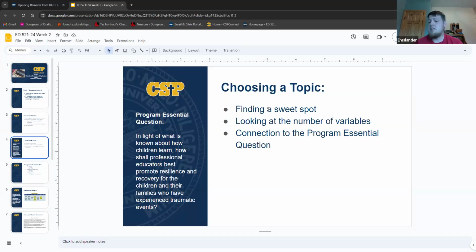And we want to make sure we connect to the program essential question, which is right over here on the left. In light of what is known about how children learn, how shall professional educators best promote resiliency and recovery for the children and their families who have experienced traumatic events?